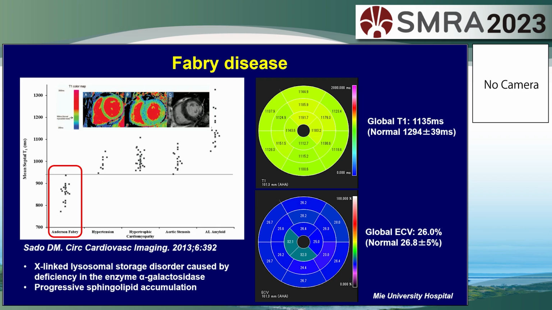Fabry disease is an X-linked lysosomal storage disorder caused by the deficiency of alpha-galactosidase. So sphingolipid accumulation in the heart shortens the T1 relaxation time. So quantification is essential.